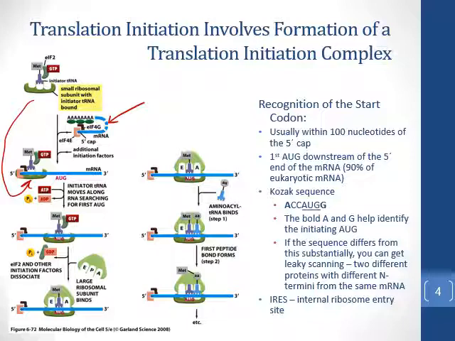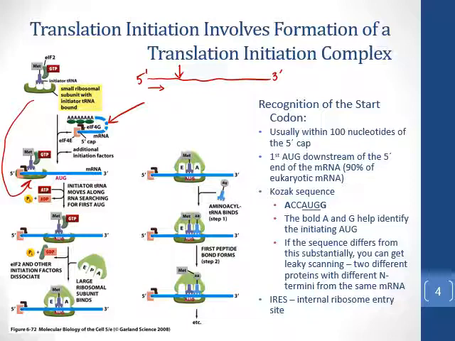Now the next thing that happens is that small ribosomal subunit that contains that initiator tRNA is going to start moving toward the 3' end. It's scanning for the start site of translation. Now we drew this on the board a couple times, but remember, this is the 5' end. This is the 3' end. Translation is going to begin somewhere downstream of the 5' end. So this small ribosomal subunit is moving in this direction looking for the start site.